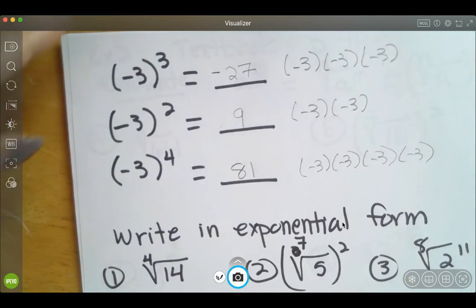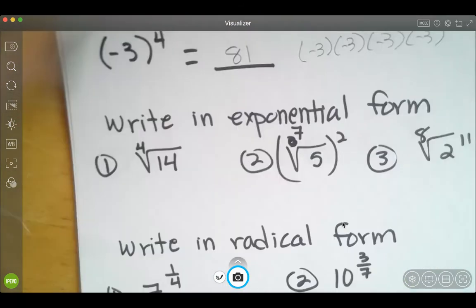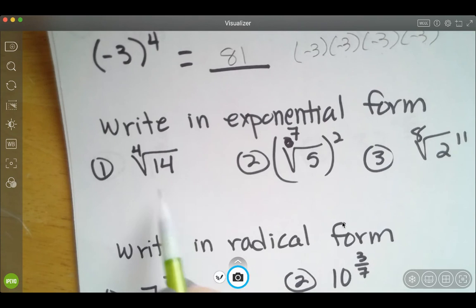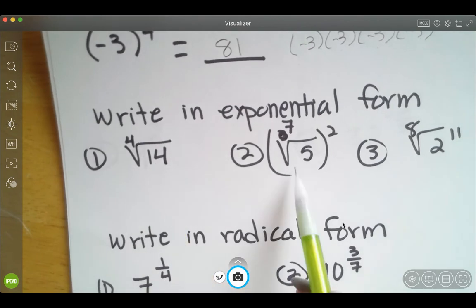All right, so now we're going to write these in exponential form. So here they are in radical form, and we want to write these in exponential form.